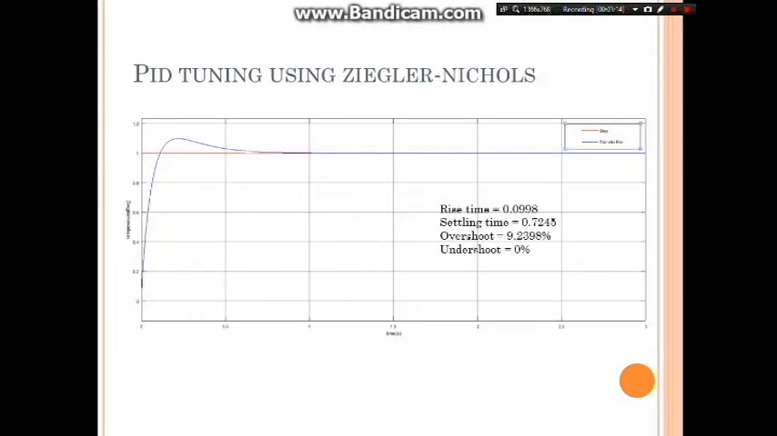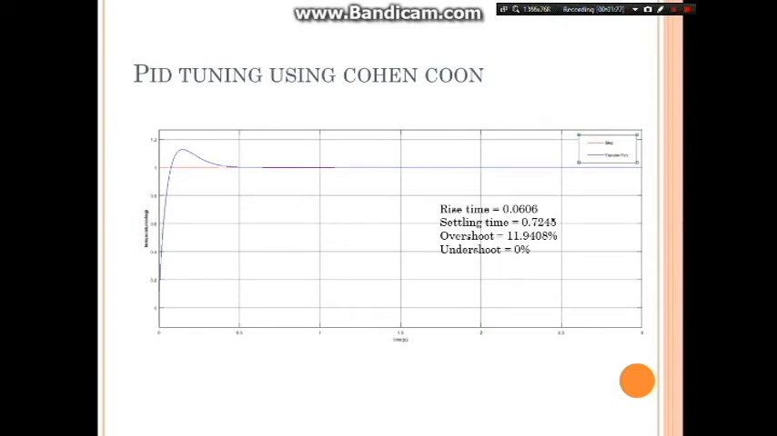The second one is the Ziegler-Nichols PID controller. It shows less overshoot value with zero undershoot. While Cohen-Coon obtained a shorter settling time but a higher overshoot value compared to Ziegler-Nichols.